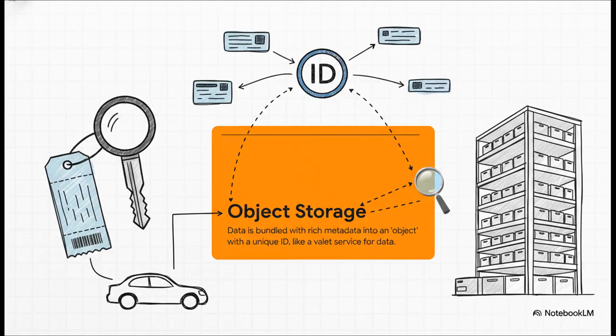And that brings us to the third type, object storage. This is our valet parking model. Think about it. You don't park your own car, you just hand the keys to the valet. It's the same idea here. Your data, along with a whole bunch of descriptive info, what we call metadata, is bundled together into a single, self-contained object. It's given a unique ID, which is like your claim ticket. You just show your ticket, and the system finds your object for you, no matter where it's parked in this massive, flat lot. This is the magic that makes it almost infinitely scalable.